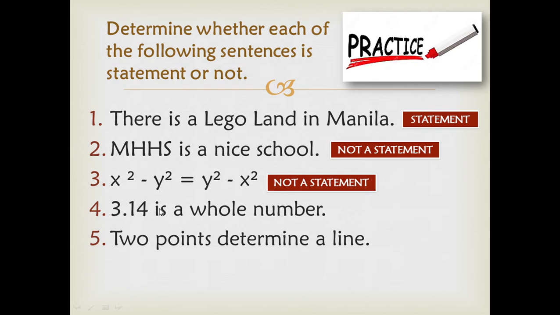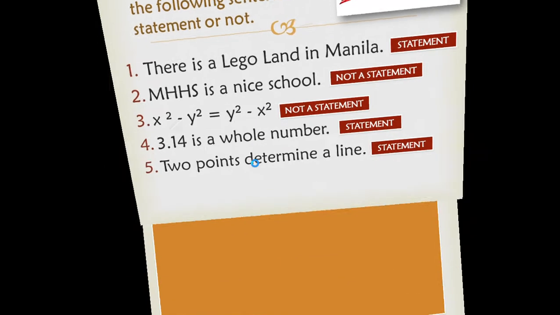Pag false yung statement, ibig sabihin, if false yung sentence, kaya mong sabihin na siya ay statement. 2 points determine a line. If you have 2 points, may kakagawa ka ng isang line. The sentence is true. So, since kaya mong sabihin na true yung sentence, it is a statement. Again, masasabi lang siya na hindi statement kapag hindi mo talaga sigurado kung ano ang the decision kung true or false yung sentence.